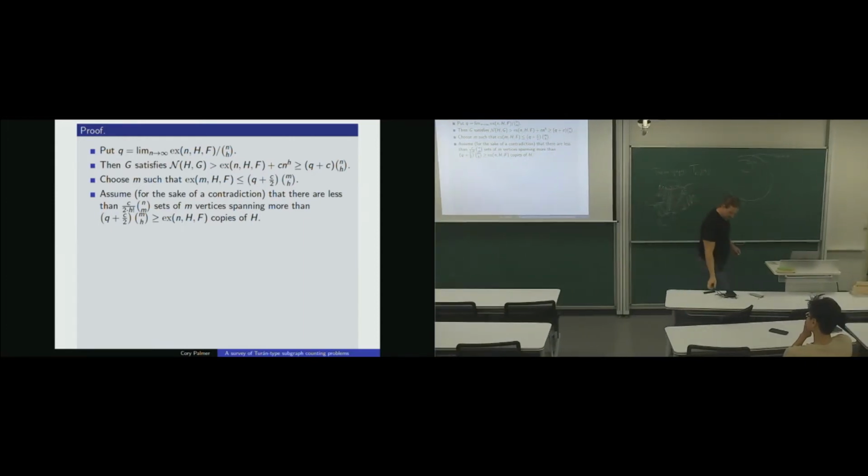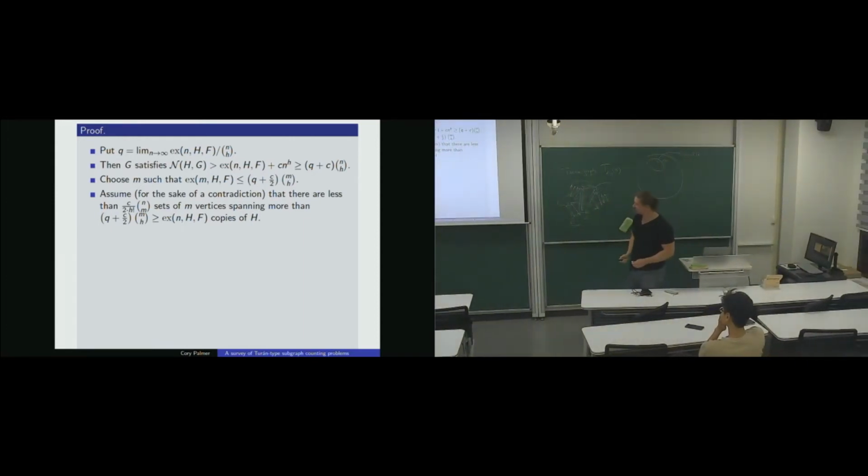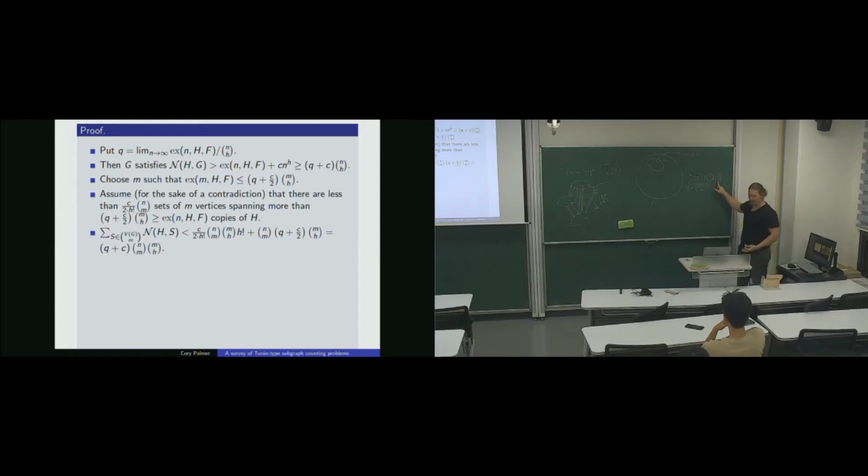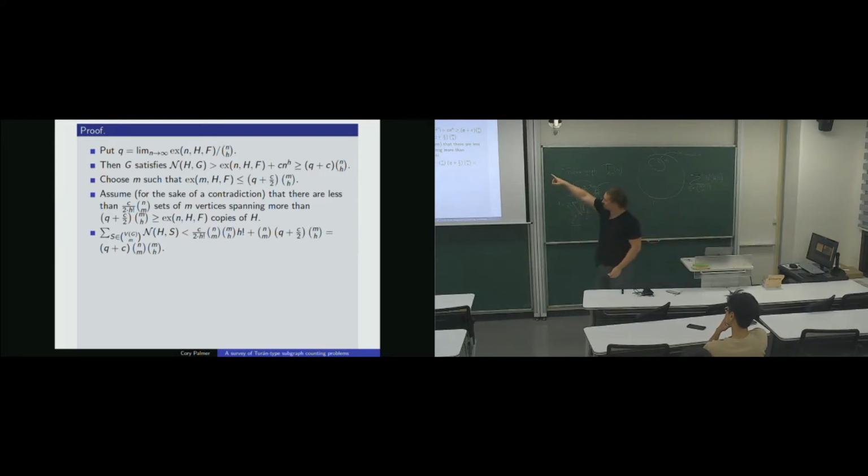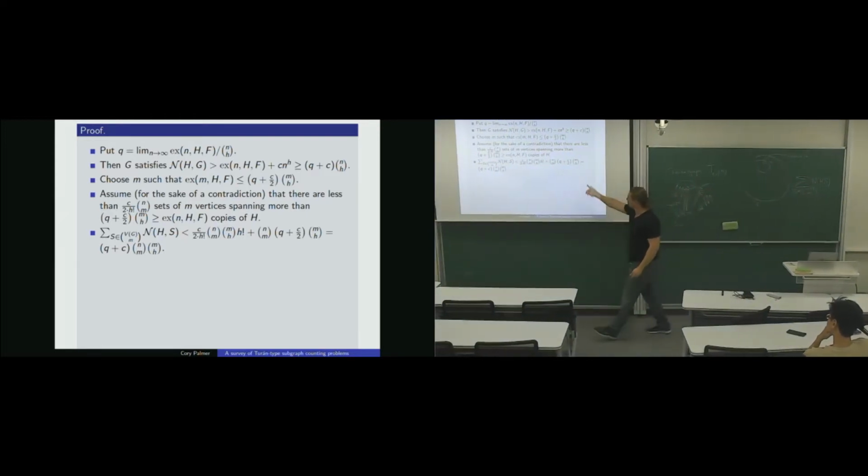Okay? So we're going to try and contradict this, and we're going to do that by counting something in 2 ways. From here, it's very simple. I'm going to sum up over every set of the vertices of size m, the number of copies of H in that set S. This is a slight abuse of notation. S is not a graph, it's a vertex set, but I think it's evident what I mean here. It's the graph induced on S, the number of copies of H in it there. And I'm going to count this in 2 ways. So with the assumption above, this is bounded above by this quantity here.